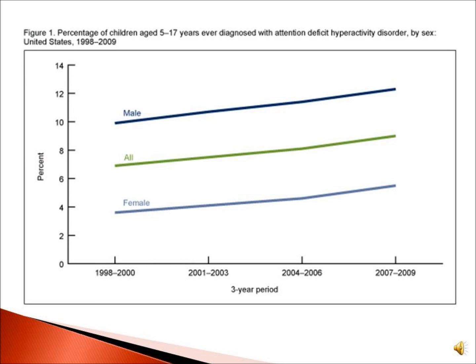This figure shows the percentage of children aged 5 to 17 years old ever diagnosed with ADHD by sex. As you can see, males are more likely to be diagnosed with ADHD. This shows the percentage from 1998 to 2009, and it's still increasing.